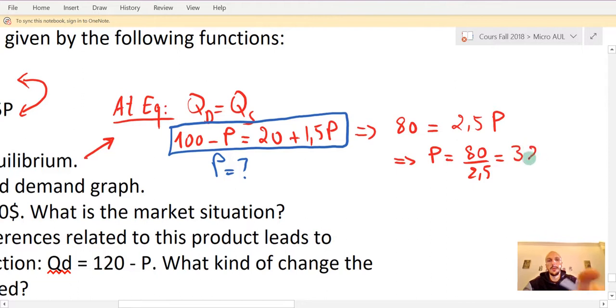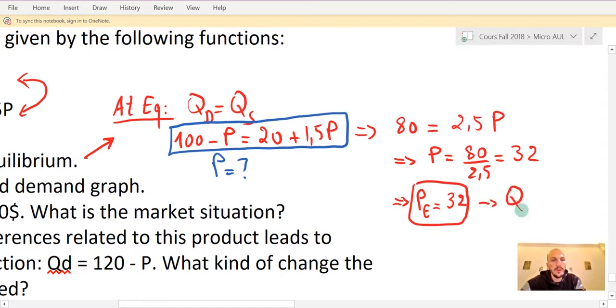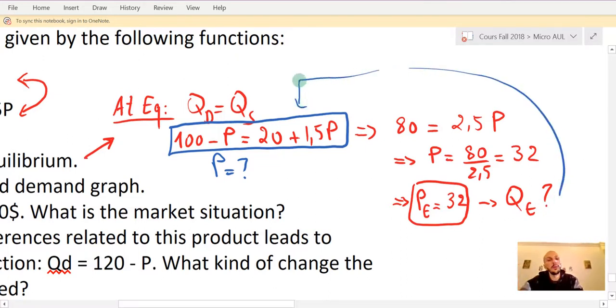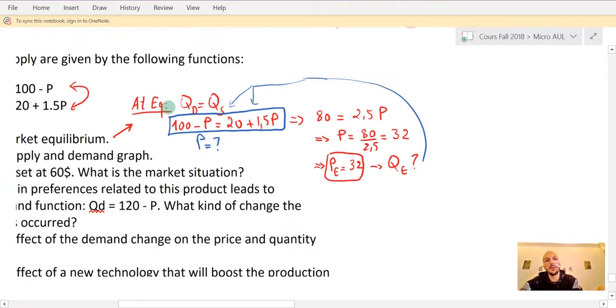So the price at equilibrium here, we can say that the price at equilibrium is 32. We can now find the quantity at equilibrium, QE. How? Using one of the equations, either we put it in this one or we put it in the other one.